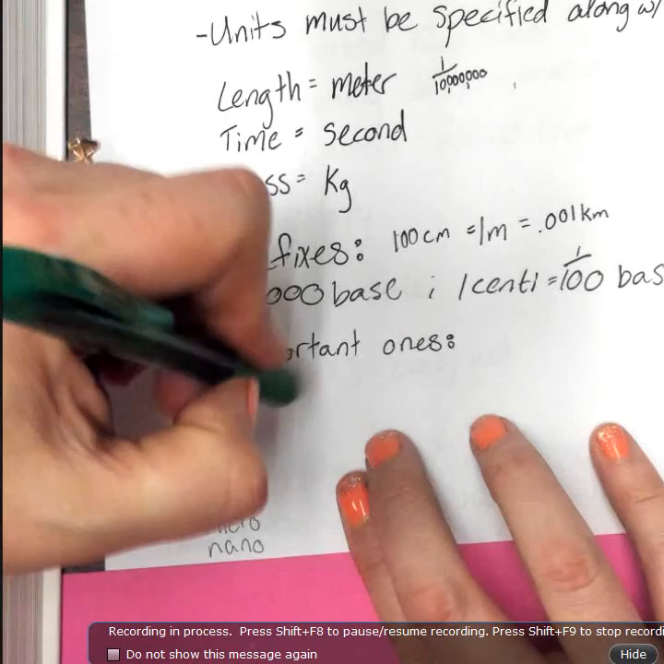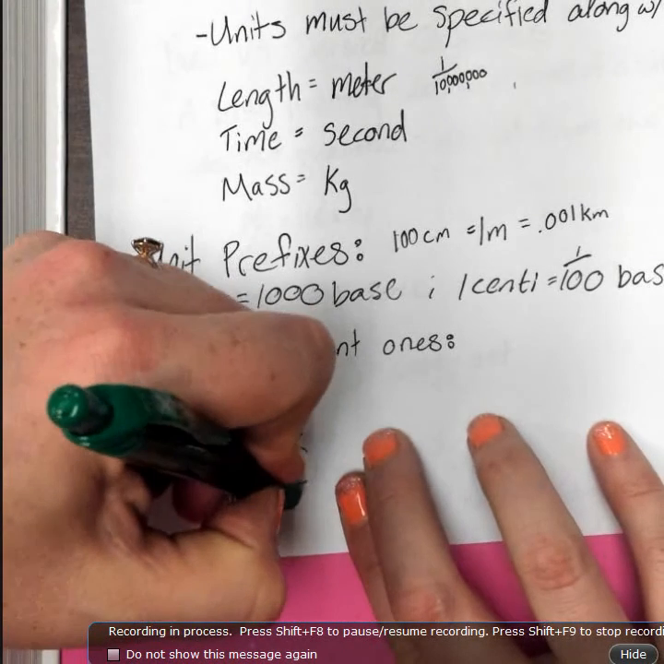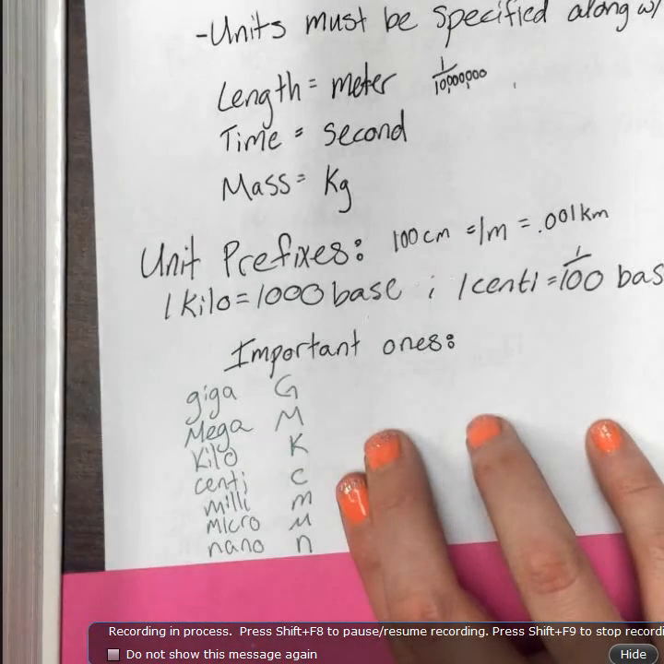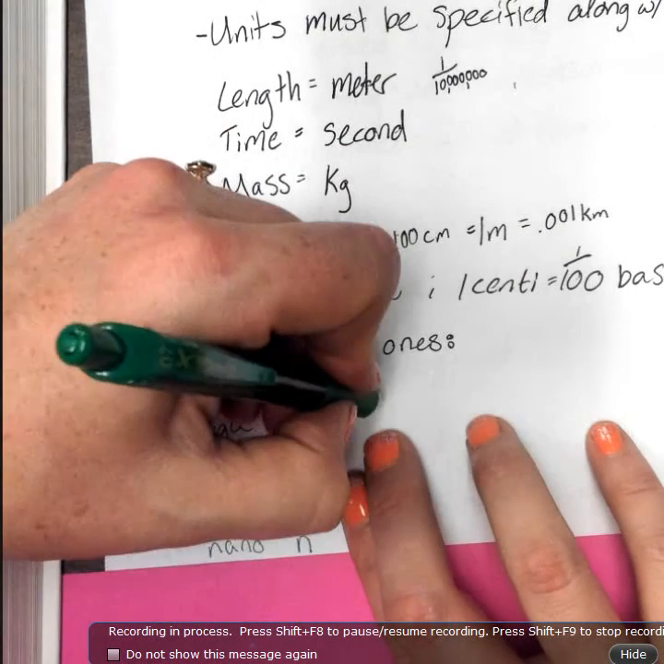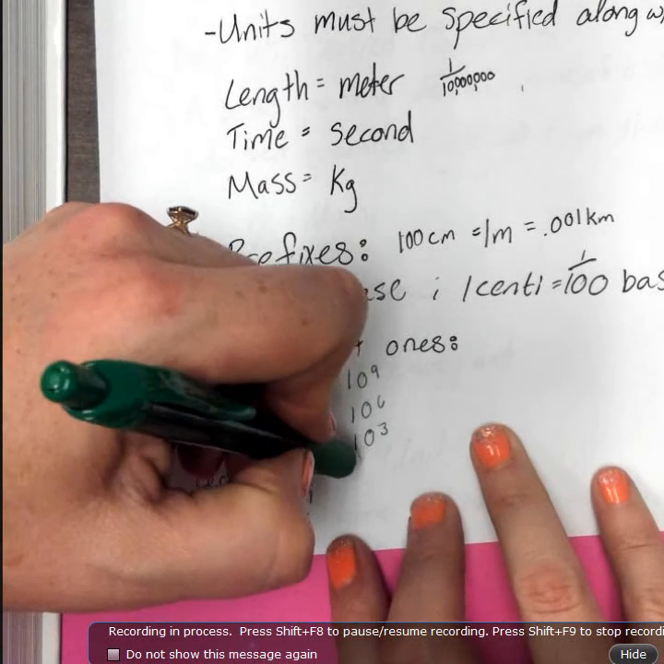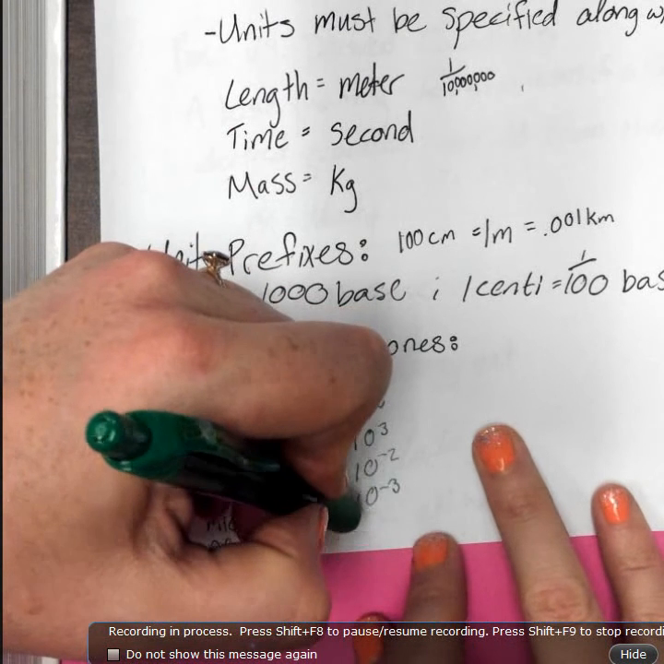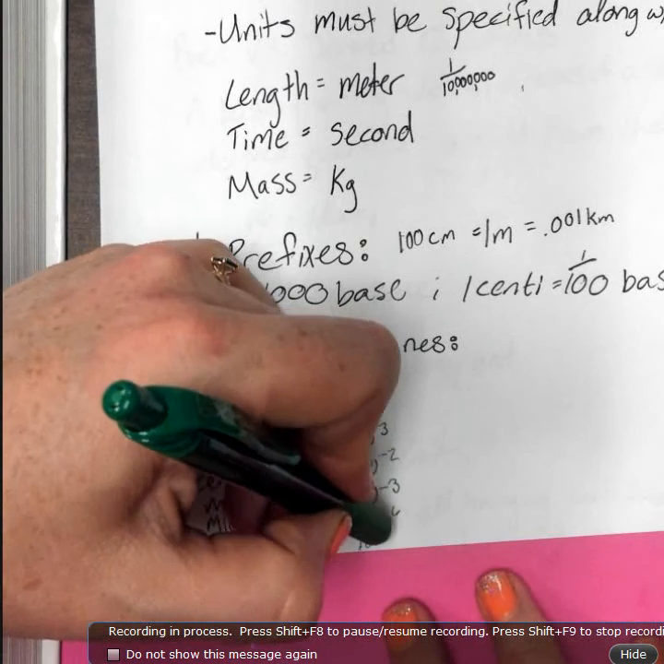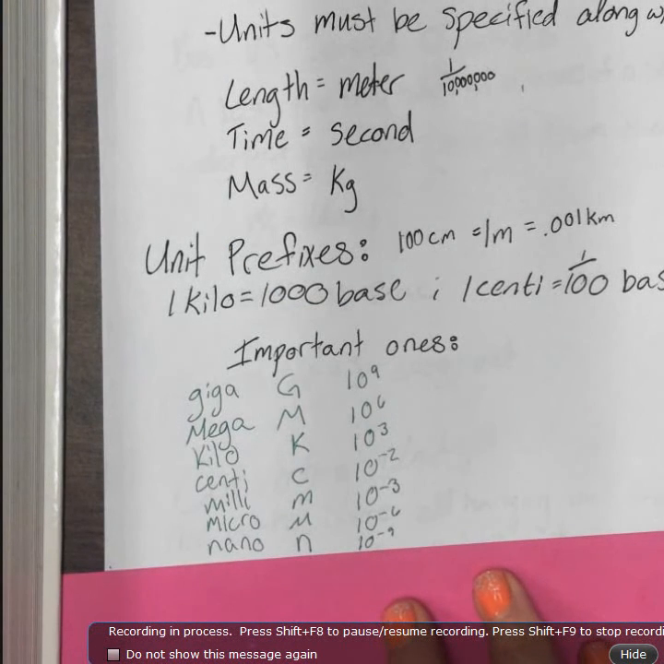So giga, G, mega, M, K, C, little m, mu, and n. Giga is 10 to the 9th, mega 10 to the 6th, kilo 10 to the 3rd, centi 10 to the negative 2nd, milli 10 to the negative 3rd, micro 10 to the negative 6th, and nano is 10 to the negative 9th. Let's take a look at using these as conversion factors.